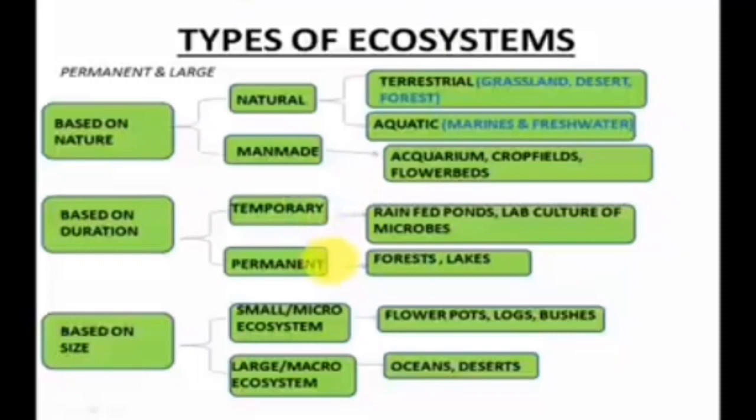Now the number three is the one based on size. Under that, we have two. We have the small or micro ecosystem, and under there we have the flower pots, the logs, and the bushes or marshes. Then the second one is the large or macro. Macro means large. Under the macro ecosystem, we have the oceans, the marine environments, and then the deserts.